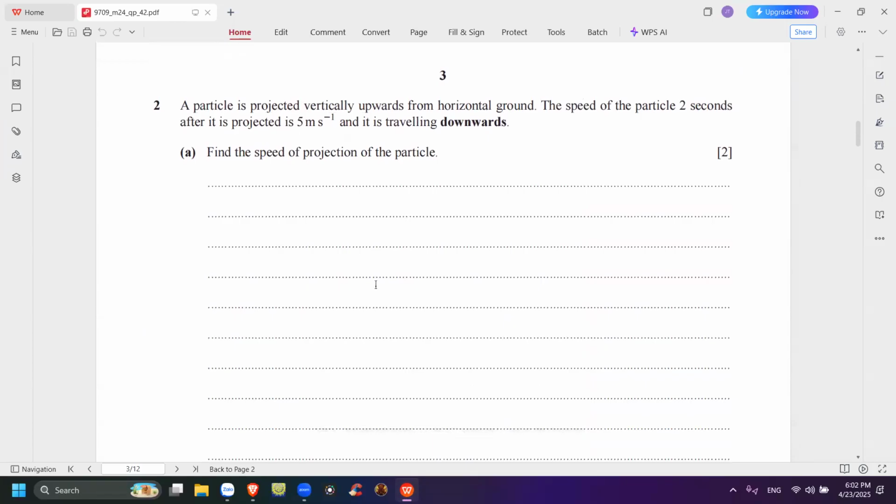A particle is projected vertically upward from horizontal ground. The speed of the particle 2 seconds after it is projected is 5 meters per second and it's traveling downwards. What does it mean? Cái tốc độ của cái tiểu thể này 2 giây sau khi được phóng lên là 5 mét trên giây và nó đang rớt xuống bên dưới lại. So it means that it's just going up like this and it's going down.